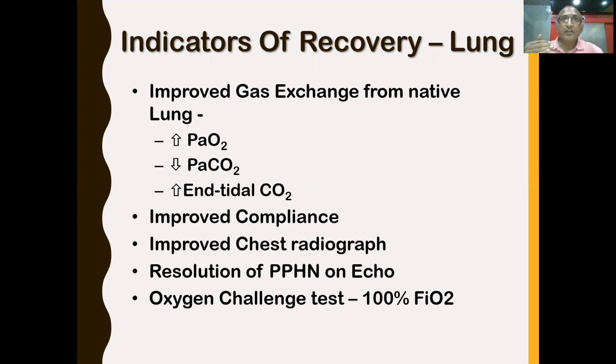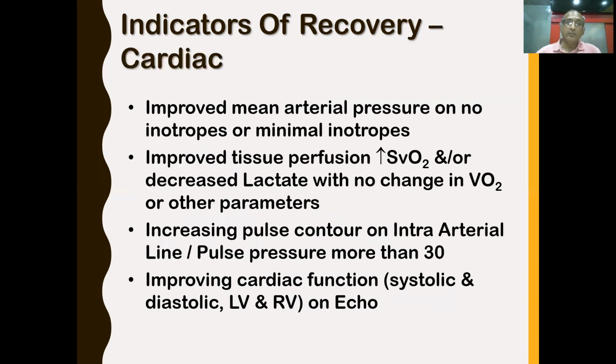Now when you do this oxygen challenge test, you see the comparison of the two ABG reports, the PO2 levels. If the PO2 initially was say 60, 70, and then it has jumped to more than 250, that means the lung has recovered enough and we can think of weaning the patient from ECMO. So that will give you a clue whether you can wean the patient or cannot wean the patient from pulmonary ECMO.